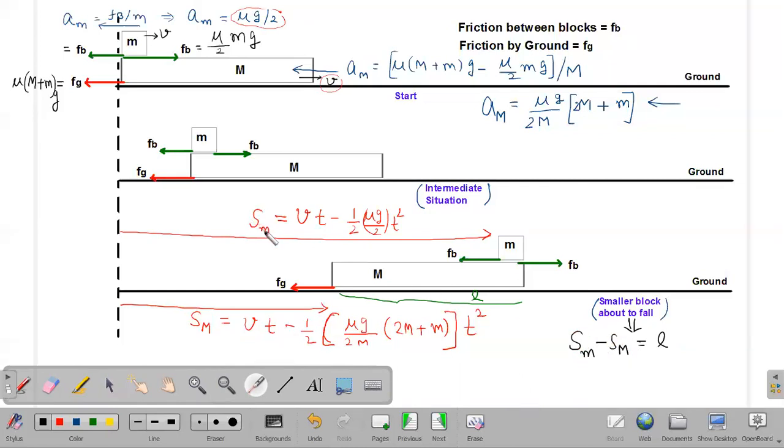And then displacement of small m, we have also already calculated it, Vt minus half mu g by 2 t square. Put this expression in place of displacement of small m mass, and put this bigger expression in place of the displacement of capital M mass, and equals to 12. Now solve this equation and you will get your answer. So solve and get the answer.